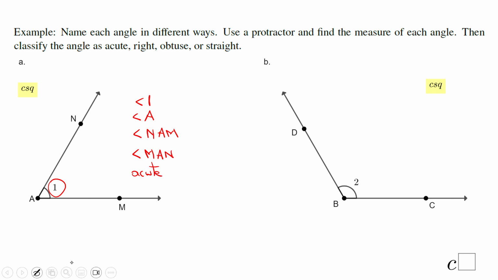Let's take a look at the second angle, this one, angle 2, obviously. What will be another way to call it? It will be DBA, angle DBC, angle CBD, and simply you can call it angle B in this case. This one is what we call an obtuse angle, more than 90, less than 180.